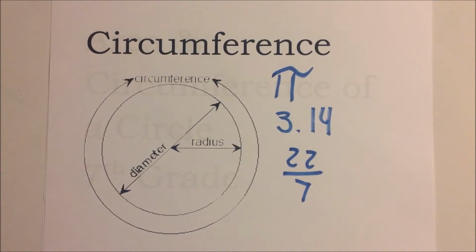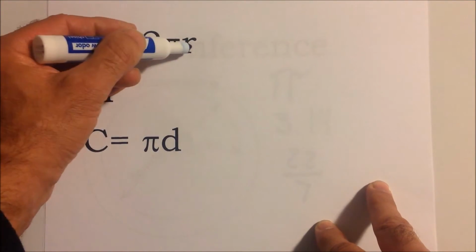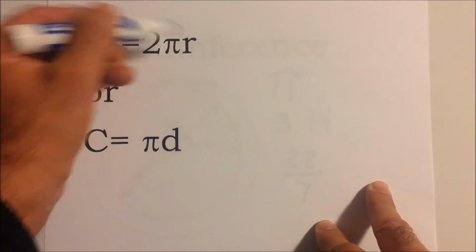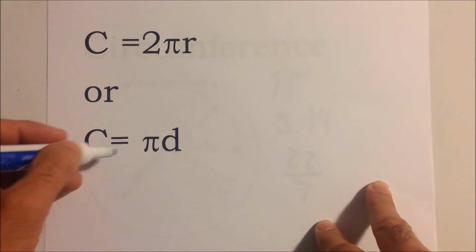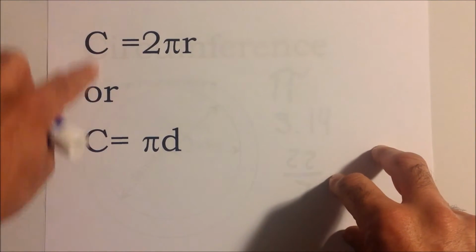So the formula for the circumference, there's two ways you can do it, whatever is easier for you. You can do the circumference equals 2 pi r, 2 times pi times r, or you can do circumference equals pi times diameter. So whatever one you want to use, you can use.